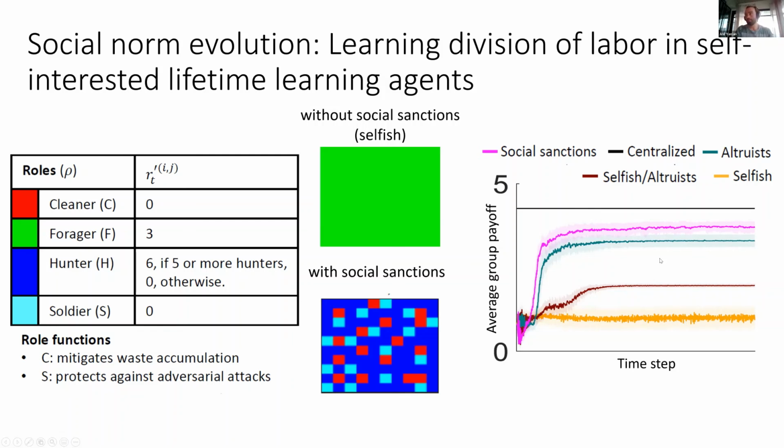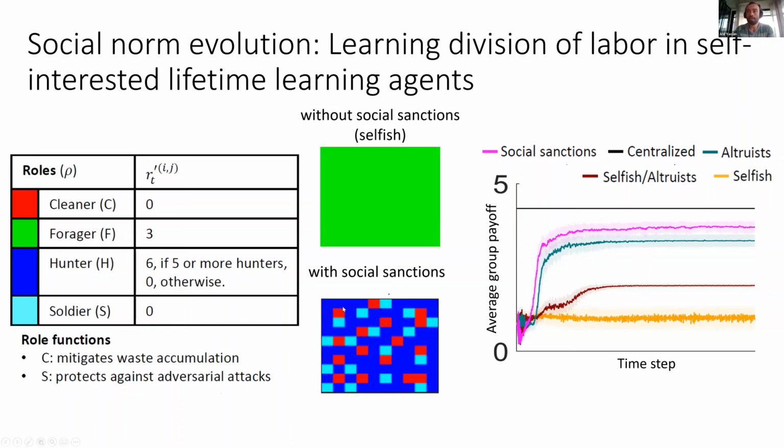On the other hand, if we have social sanctions, here we are using social norms. Social norms are basically bottom-up rules. Each agent can monitor their environment, and they can approve or disapprove the behavior of other agents through rewards and punishments. So this is what we are testing here.